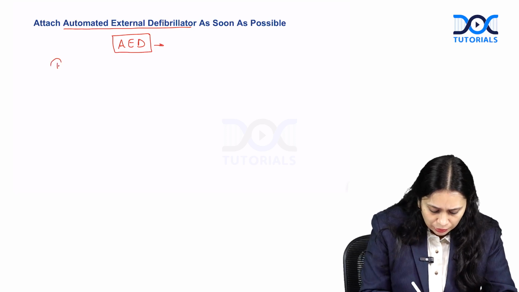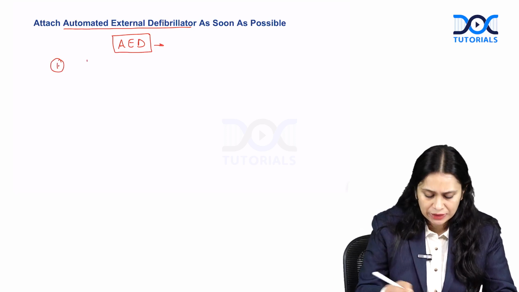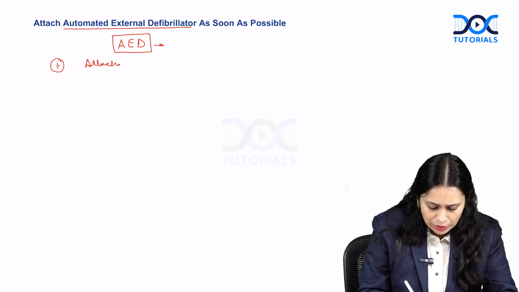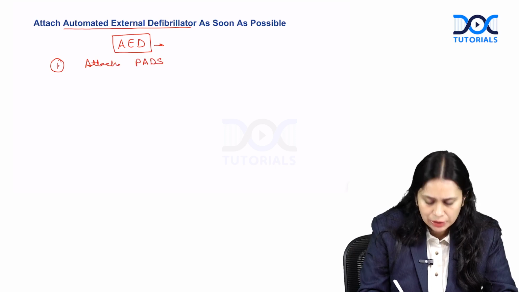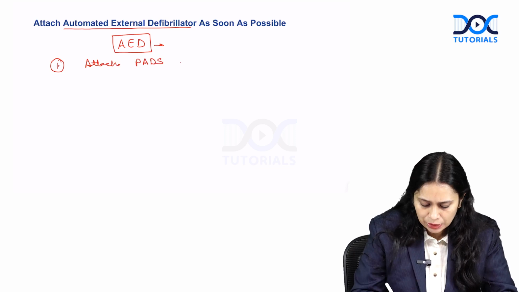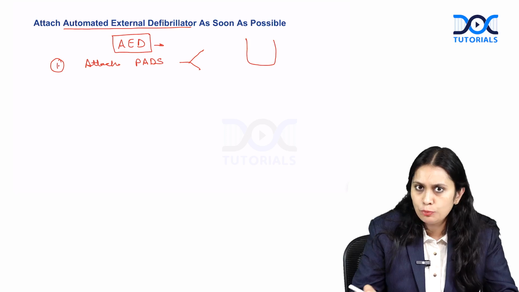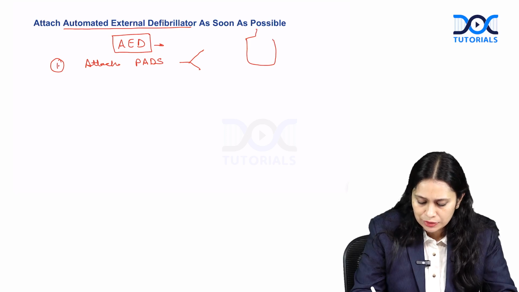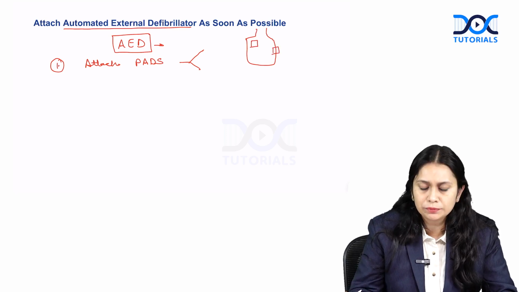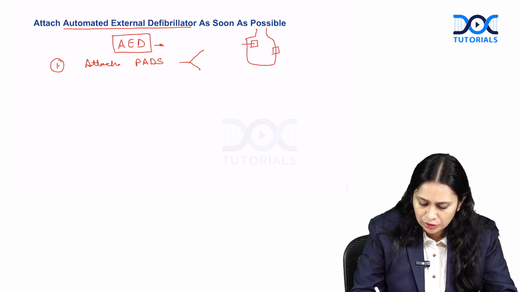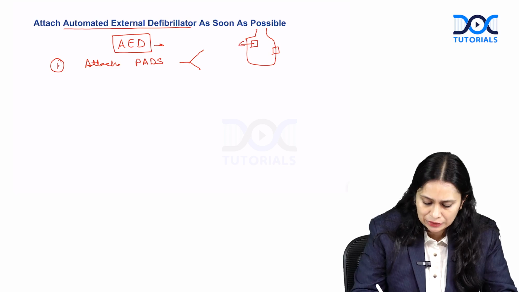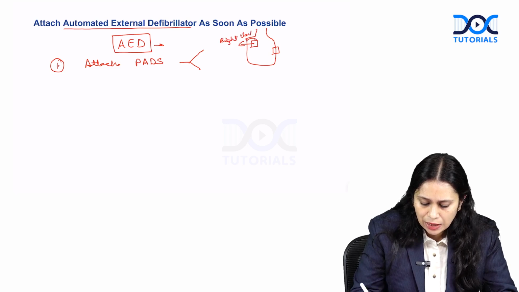So first, let's say, the order of AED is to attach the pads. There are pads available in the AED, and we have to attach them. Now, the position of the pads. If this is the chest of the patient, there are 2 positions which can be used. One is the anterolateral position. One pad is attached just below the right clavicle. So this is the clavicle. So just below the right clavicle, and the other in the left axilla, right?